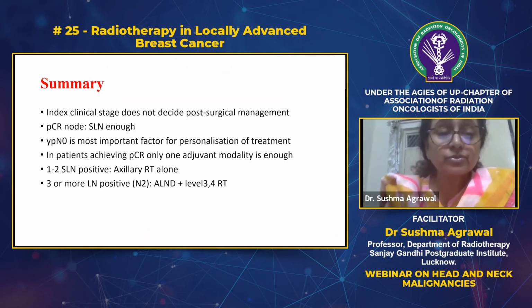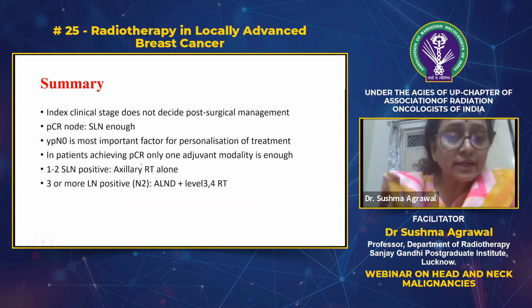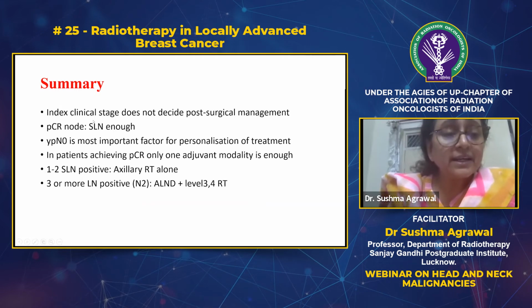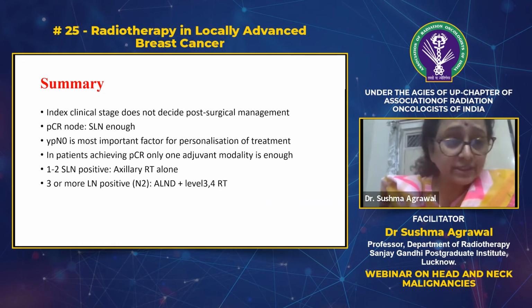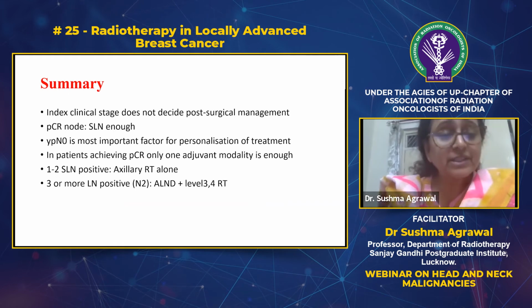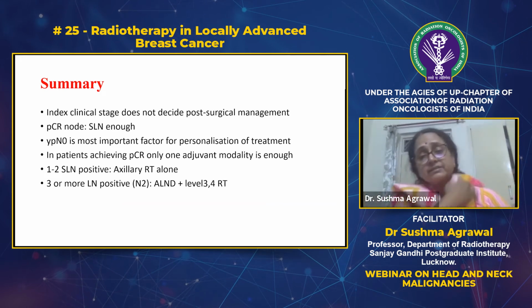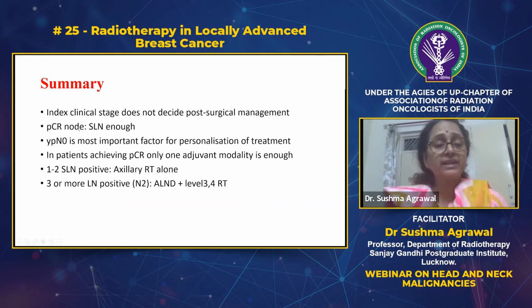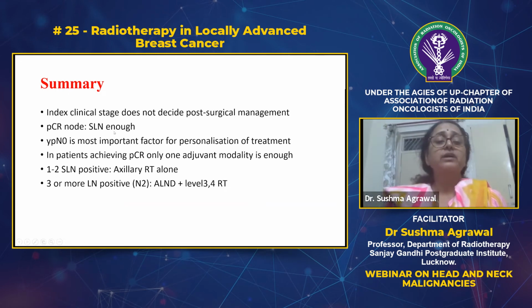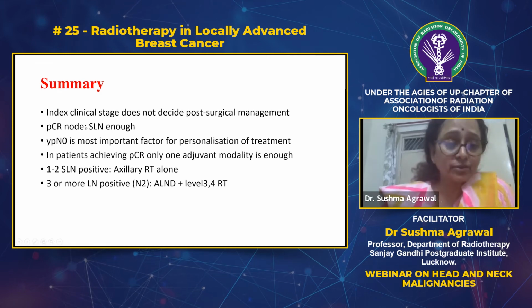So I would like to summarize my talk by telling the audience that the index clinical stage does not decide the post-surgical management, which we have seen just now. It is only the downstaged clinical stage which decides both the surgery as well as the radiotherapy and the maintenance chemotherapy. For a PCR node, or for a node which has attained a pathological complete response, which happens in about 50 to 60% patients, a sentinel lymph node is good enough.